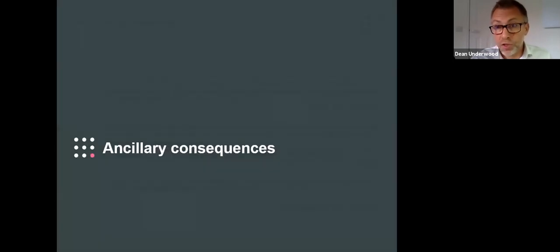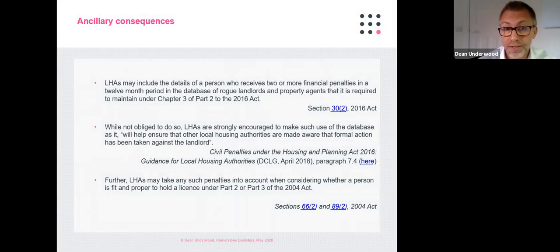There are ancillary consequences to the imposition of a financial penalty. And so very briefly, you'll see that those who receive 2 or more financial penalties in a 12-month period may be included in the database of rogue landlords. And although, as the second point on this slide indicates, local housing authorities have a discretion to do that, they are strongly encouraged to do it by the statutory guidance in order to essentially provide a deterrent to others and inform other local housing authorities of those landlords commonly known in the colloquial parlance as rogue landlords operating in their area.